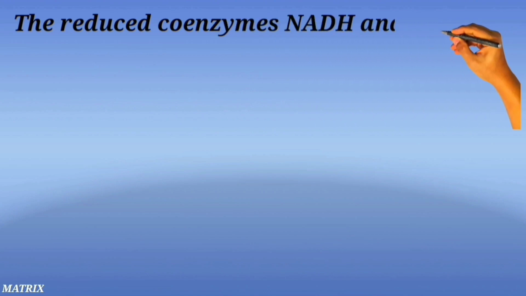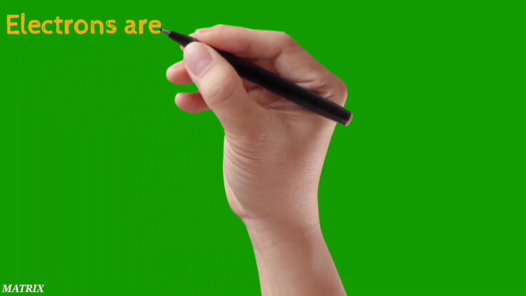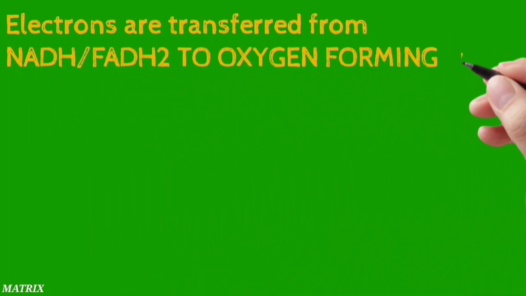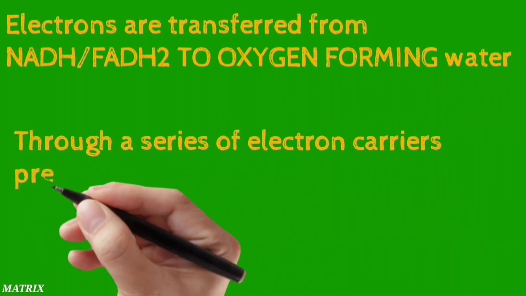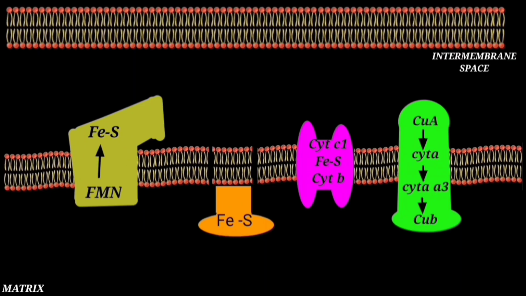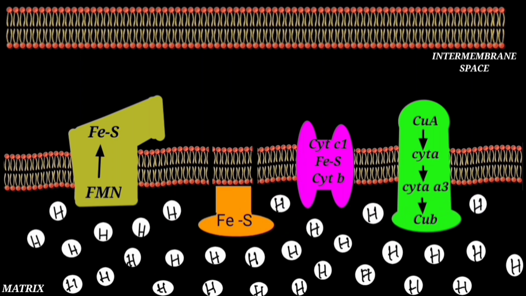The reduced coenzymes, that's NADH and FADH2, are released during glycolysis and the Krebs cycle. The electrons are transferred from NADH and FADH2 to oxygen, forming water, through a series of electron carriers present on the inner mitochondrial membrane. In the matrix of the mitochondria, a high concentration of protons is present. The protons must be transported into the intermembrane space. This creates an electrochemical gradient. The electrochemical gradient exerts proton motive force to generate ATP.